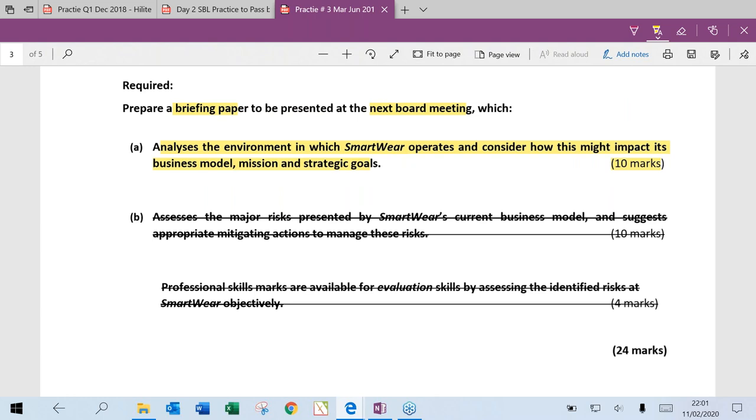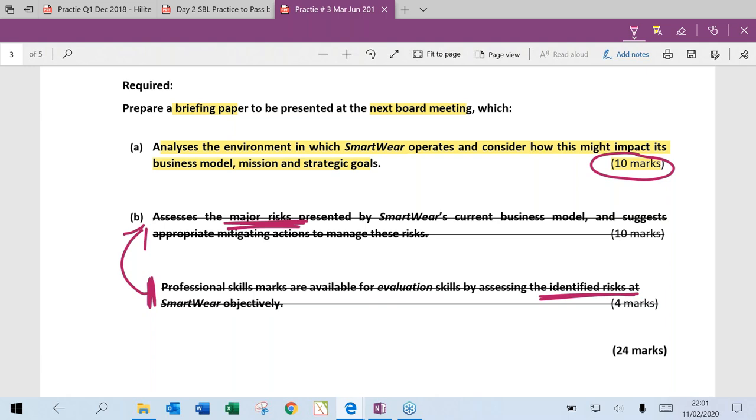B, assess the major risks, which we have not done this topic so far, and professional skills are available for evaluation skills by assessing the identified risks at Smartware. So these professional marks directly pertain to part B, because it says assessing the identified risks, and the risk was here. So there are no professional marks for part A. Okay, so we just need to focus on these 10 marks, technical marks.